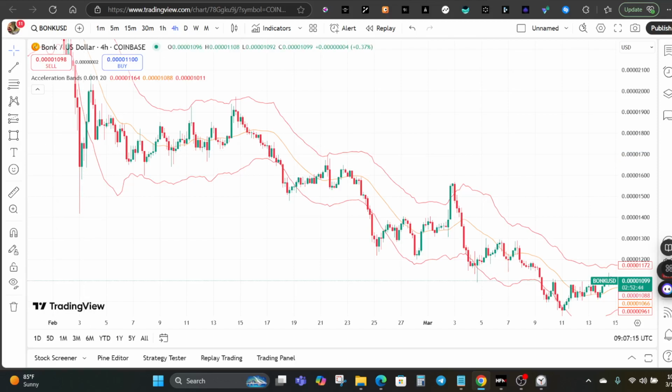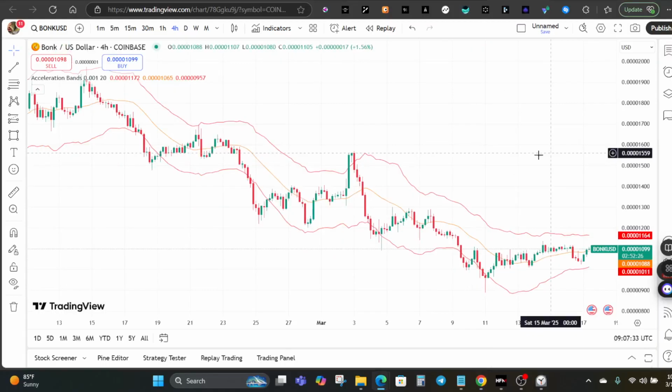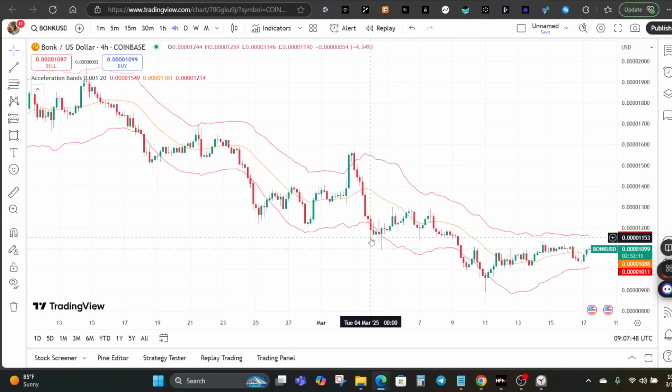Now let us just start with the basics first. What exactly is the acceleration bands indicator? Developed by Price Headley, acceleration bands are volatility based bands that expand and contract with market movement. These bands are similar to Bollinger Bands but are calculated using a different formula that helps identify strong breakouts and trend continuation signals.